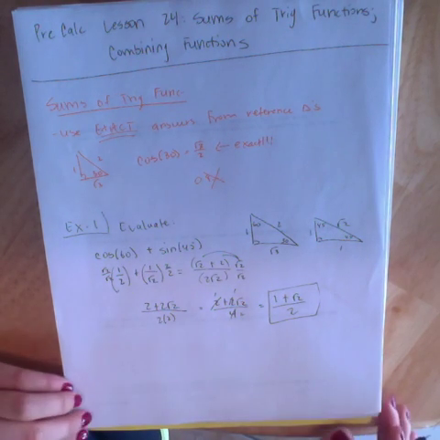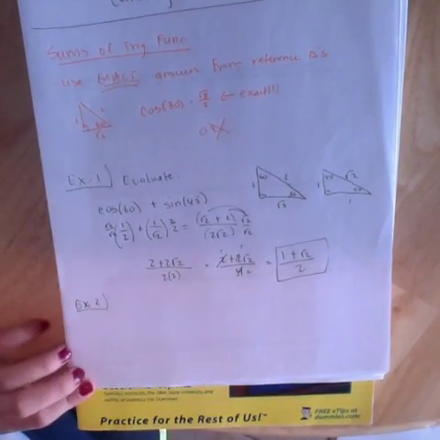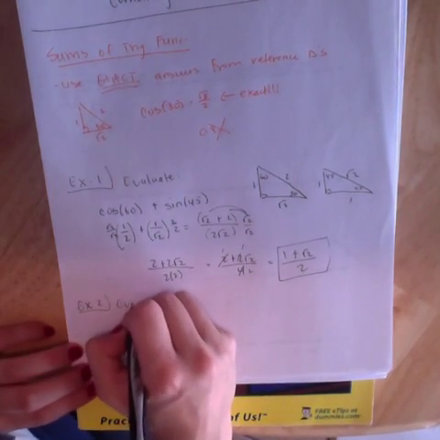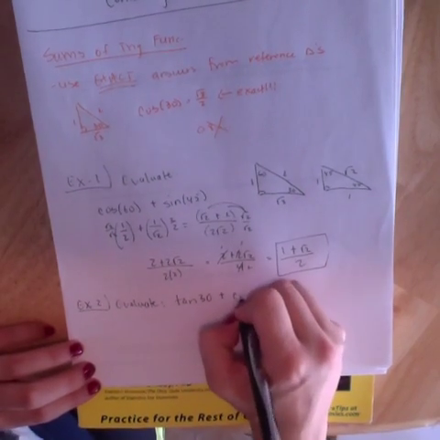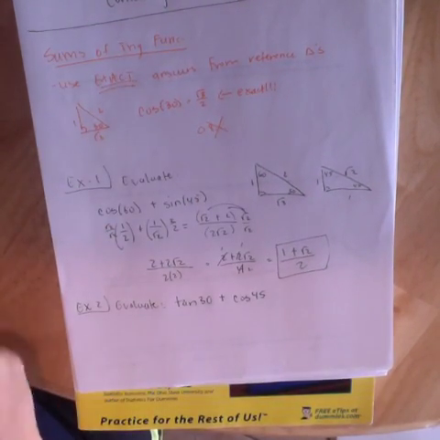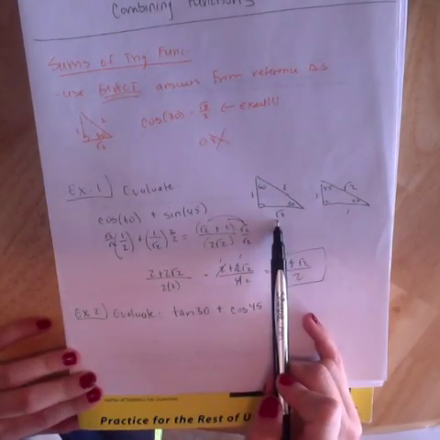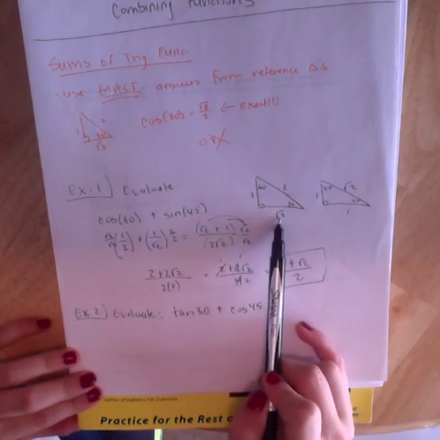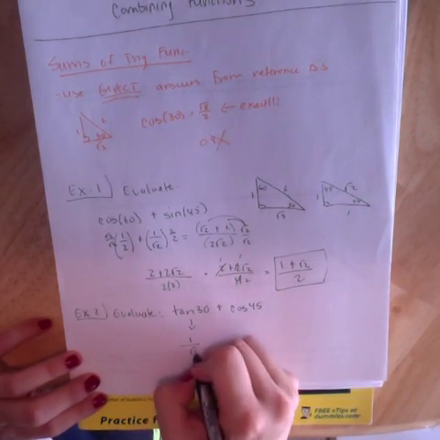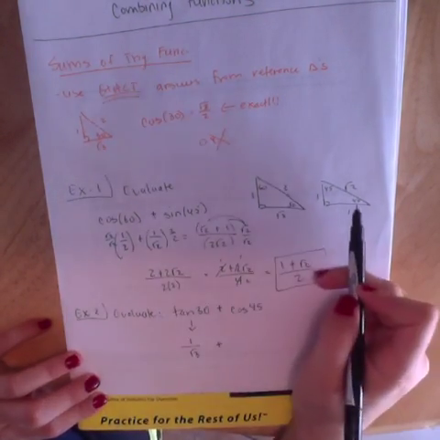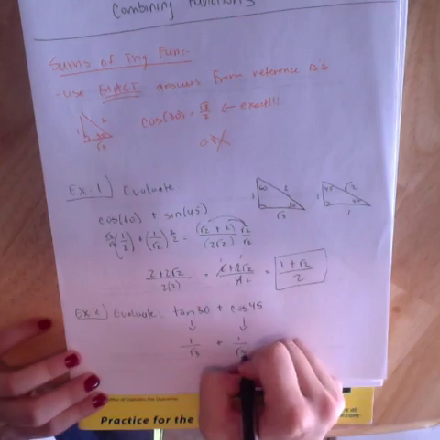Okay, let's do another example. We'll do lots of examples, actually. We're going to evaluate the tangent of 30 plus the cosine of 45. Okay, so I go up to my triangle here. The tangent of 30, I know tangent is opposite over adjacent. So tangent of 30 gives me 1 over root 3. And cosine of 45 is the same as sine of 45, which we already found was 1 over root 2.